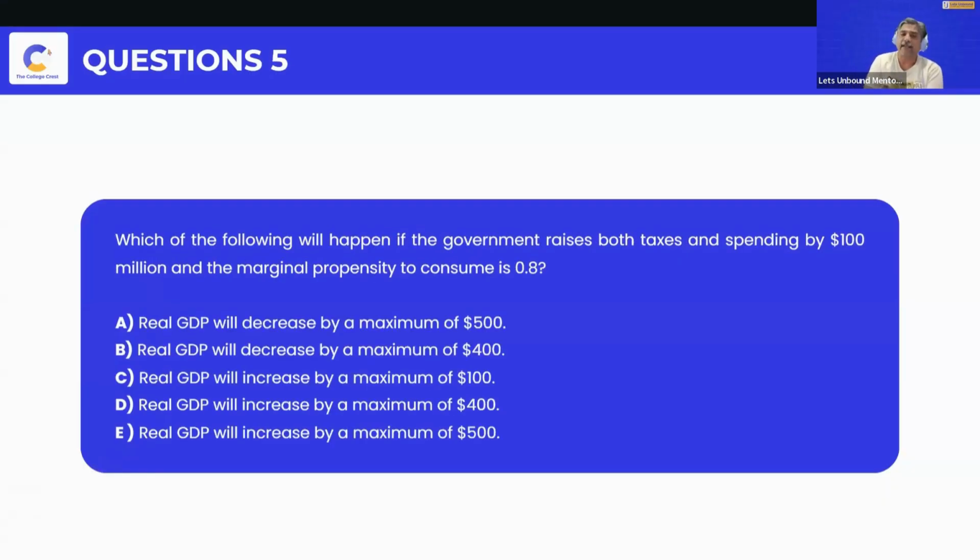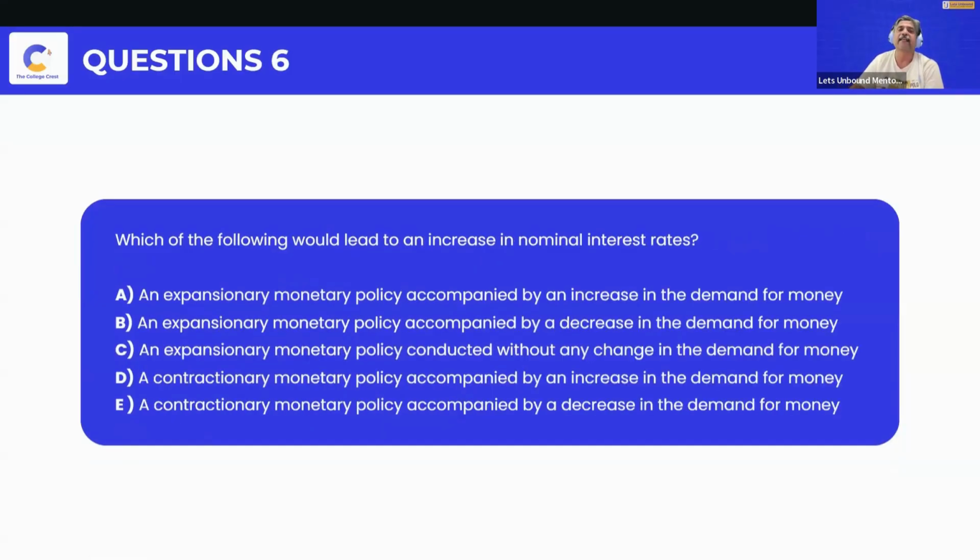Which of the following will happen if the government raises both taxes and spending by $100 million and the marginal propensity to consume is 0.8? Okay, so if once again we consider these options, that the government raises the taxes and it also raises the spending by 100 million. Okay, so what will happen as far as the real GDP is concerned? It will definitely increase, because of the increase in spending. So the real GDP will definitely increase, but obviously by a maximum of $100 billion. Okay, that is the maximum that can happen in this particular case. So option C is the correct option.